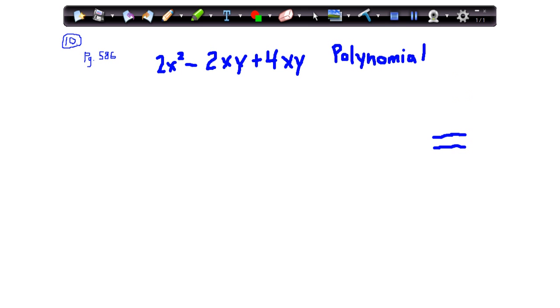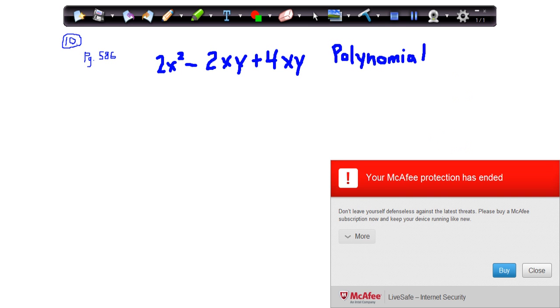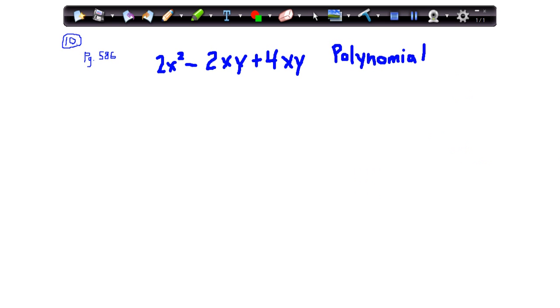Okay, I hope I don't have too much noise because I'm out and about and I want to get this recorded so you'll have it. So what do we do to start this problem? The first thing we do is factor. We have to factor each of the terms of the polynomial. So we factor this term first, then the negative 2xy term, then the plus 4xy term.